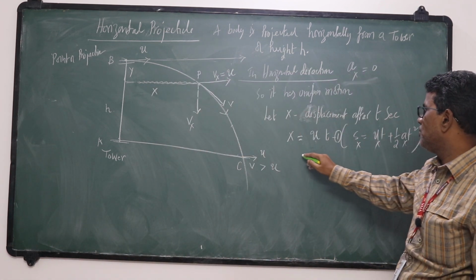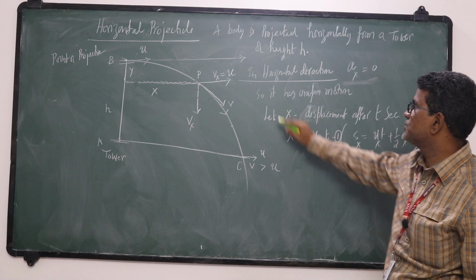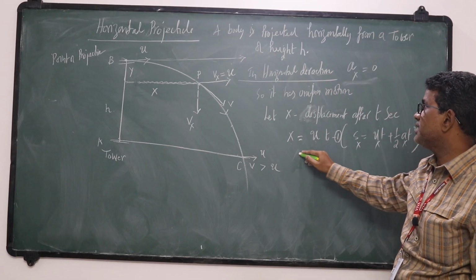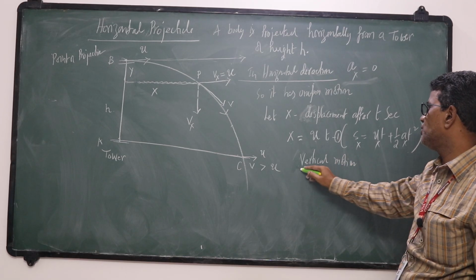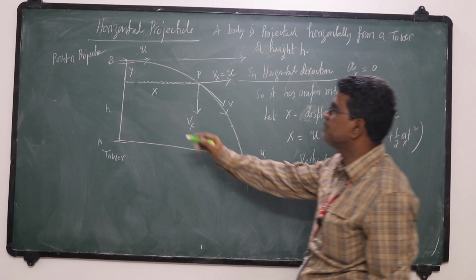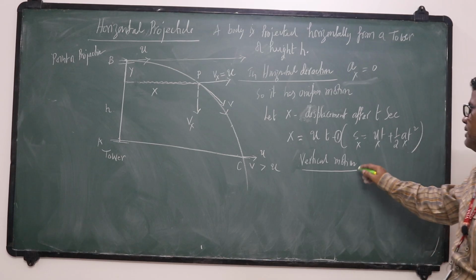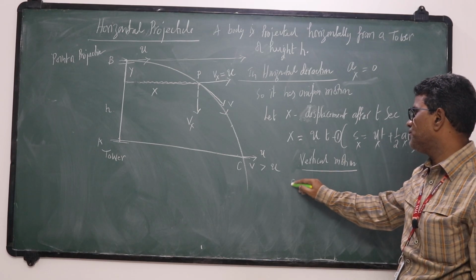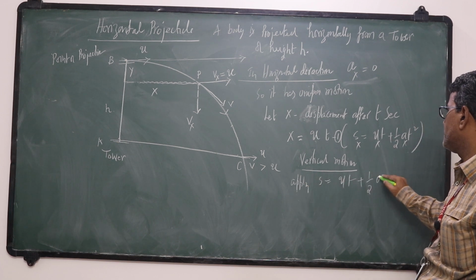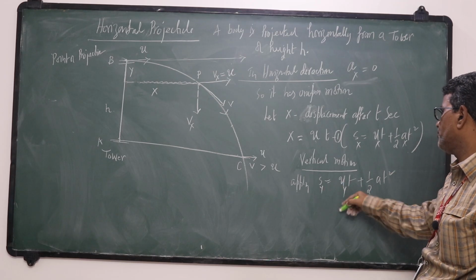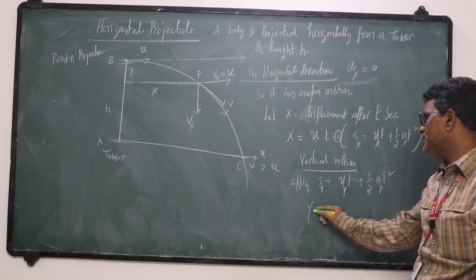I want y. Let y be the vertical displacement. So I described horizontal motion. Now I am explaining vertical motion. The vertical displacement is y. I am applying s is equal to ut plus half at square in the vertical direction.